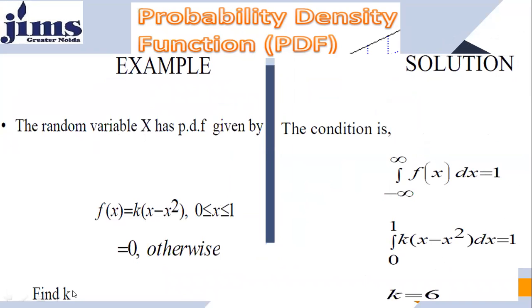It is very easy. What you have to do is integrate this particular function with these limits, and you always get 1. This is one of the properties of PDF. So you just put 0 and 1 as limits, put the function there, and integrate it. You will find that k equals 6. So this is easy.